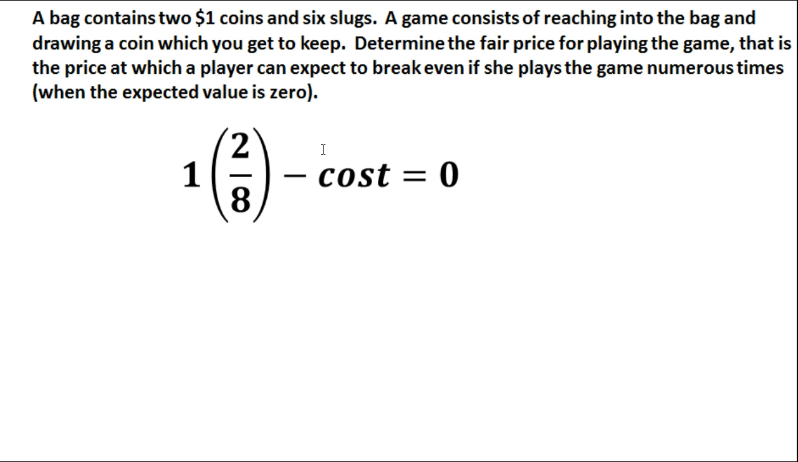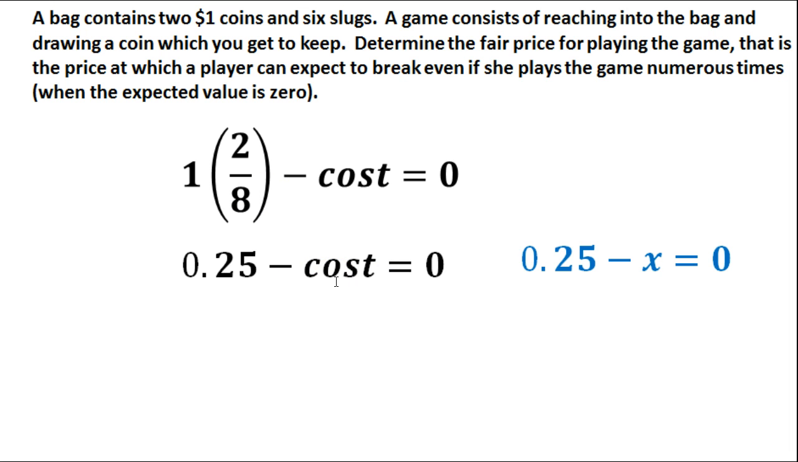Okay, now what we've got to do is calculate this cost, and this is kind of like an algebraic equation here. So if we go 1 times 2/8, 2/8 is 1/4, which is 0.25. So 0.25 minus the cost is going to equal 0. So it's kind of a little bit different with this word cost in here. If you can think of it like an x, 0.25 minus x, because we don't know what the x is, that's what we're trying to determine here, equals 0, what would we do?